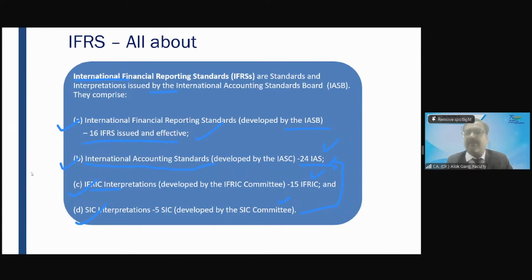Is that clear to everyone? How many accounting standards do we have? Do you know how many AS we have? Like I told you, there are 40 global standards. There are 16 IFRS standards and 24 IAS standards.